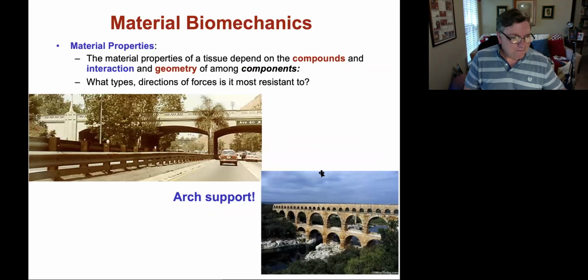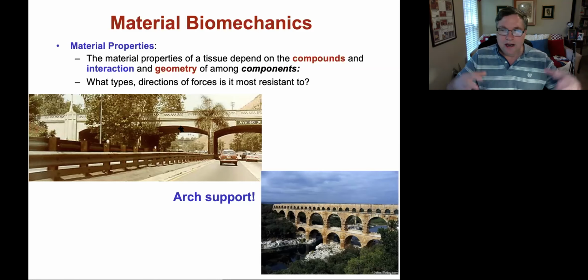Another thing about the design of either a man-made civil engineering project like a bridge, or the aqueducts that were built in ancient Rome, or the human foot, is arch support. The arches can support tremendous amounts of force in compression. They can handle lots of bending forces. They can handle torsion. So it really makes a difference, the geometry and how you put things together.